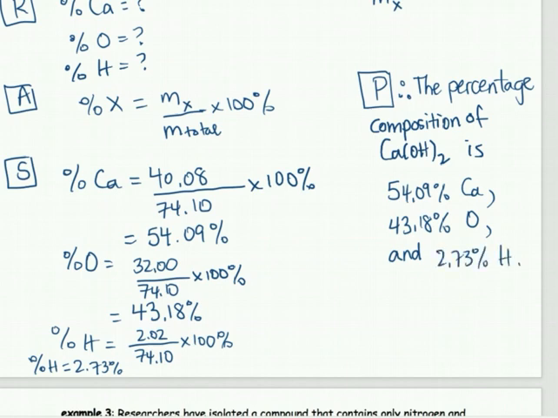Okay, so that's all you're doing today. You're just telling me what part, like of a total mass of 74.10, what percentage of that mass is made up of just the calcium atoms and oxygen and hydrogen. Okay, so that's what we're finding here today.